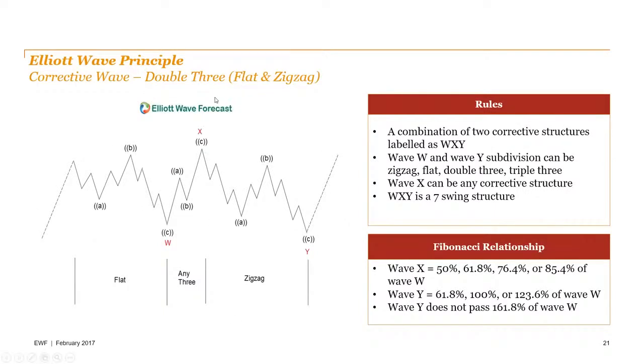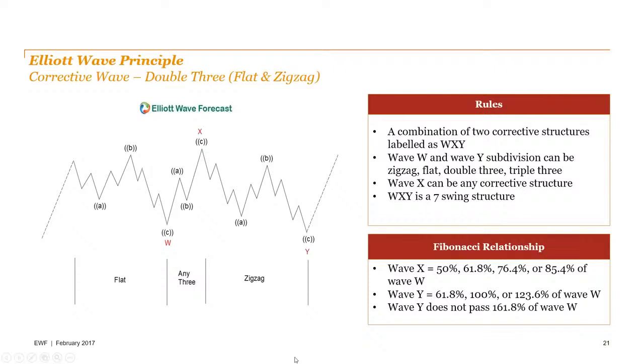Double 3. So this is very, very common, guys, double 3. Okay, now you got to pay attention to this because this is probably the most important out of all the structures. Okay, and also the most confusing. Now double 3, what does double 3 mean? It's a combination of 2 corrective structures labeled as WXY. So forget about WXY.